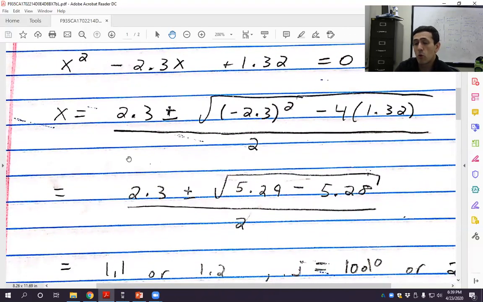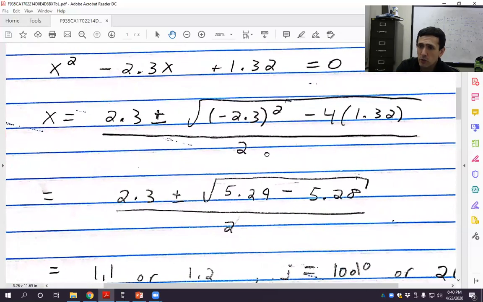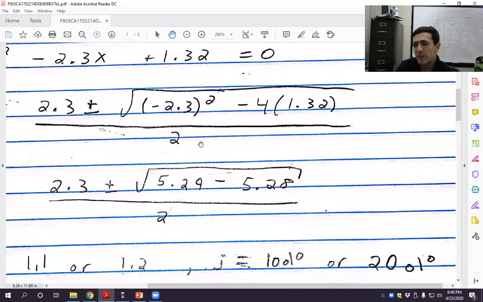2.3 minus 0.1 is 2.2, over 2 is 1.1. So we get two answers for x, 1.1 and 1.2. Remember, x is 1 plus j. So j is 0.1 and 0.2, which corresponds to yield rates of 10% and 20%. So it's generally commonplace just to take the lesser of the two. That's what's more realistic, and that's actually what the BA2 Plus does.